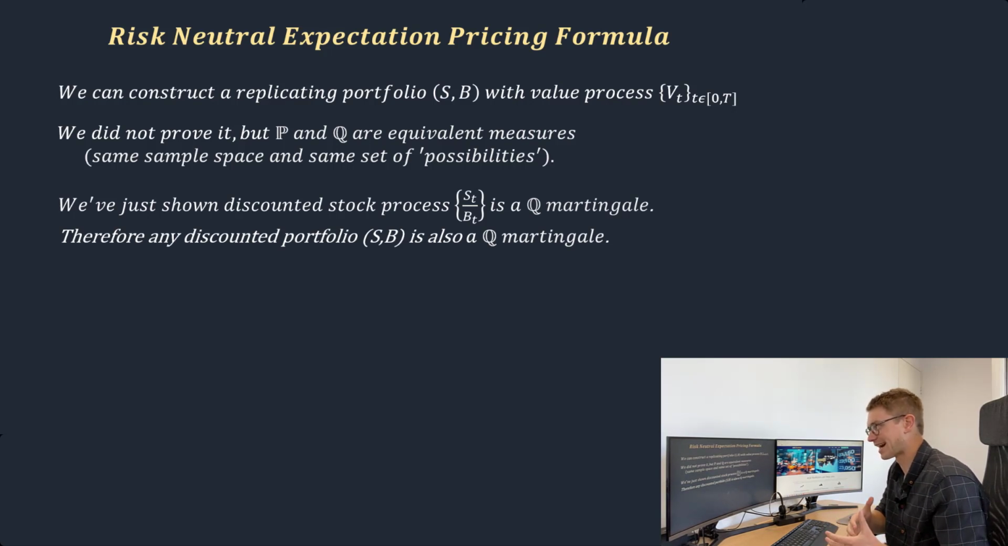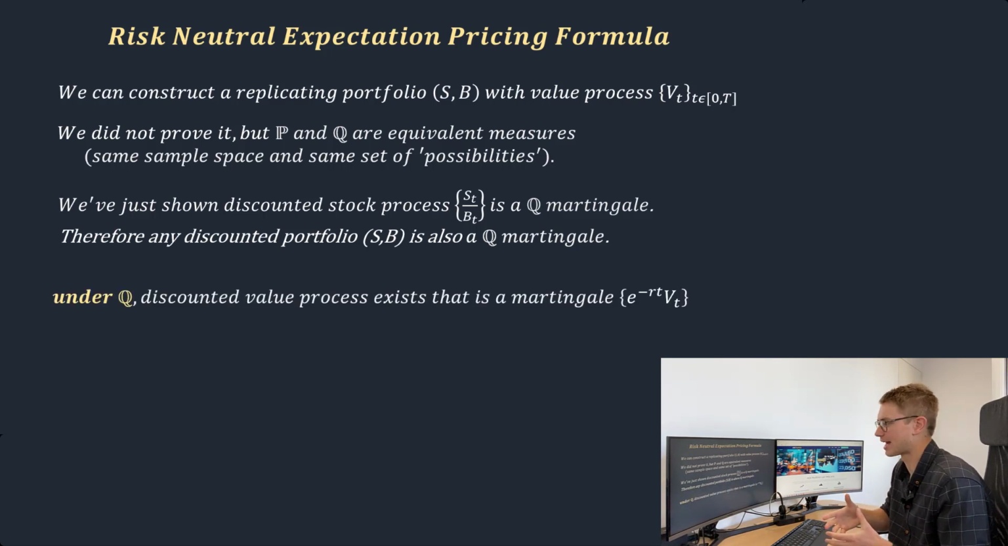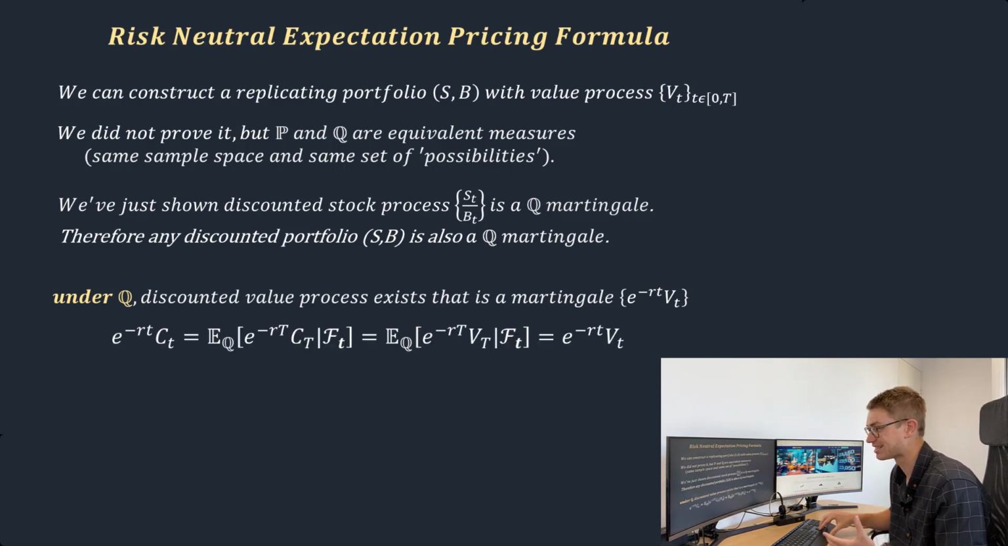We've just shown that the discounted stock process, so S_T over B_T, is a Q martingale. So the expectation is equal to the value of that process beforehand. Therefore, any discounted portfolio of the bank account and the stock is also going to be a Q martingale. So what can we actually derive from this? Well, under the new probability measure Q, the discounted value process is a martingale. I just have the value portfolio of the stock and the bank account divided by the bank account, which is just that discounted process, e to the minus rT. So we have just proved that that is a martingale.